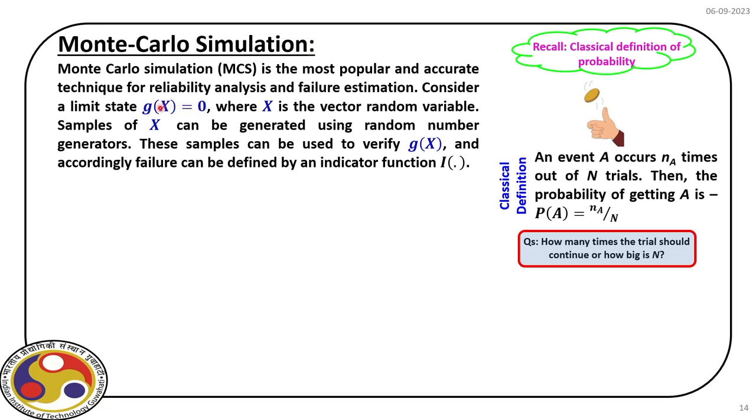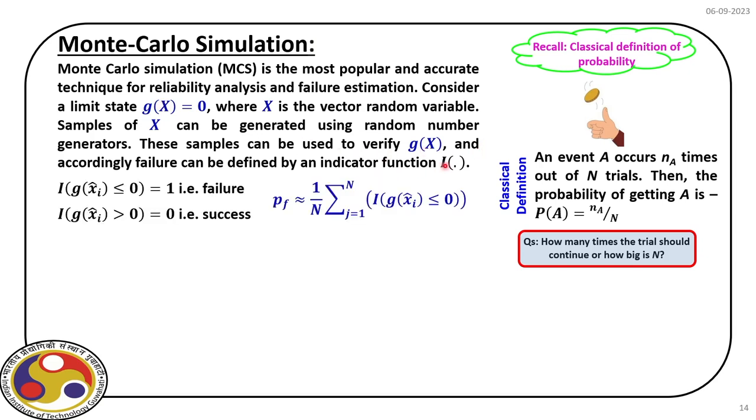Then we can solve this limit state and check whether the value is equal to 0, greater than 0, or less than 0. If it is greater than 0, obviously that is a safe case. For the time being, our main aim is to find out the probability of failure. That means how many times this g(X) fails. So we define an indicator function I in such a way that we store the number of failure cases. So this g(X) for different samples of X, if it is less than or equal to 0, that means it is a failure, and in that case the indicator function is 1.